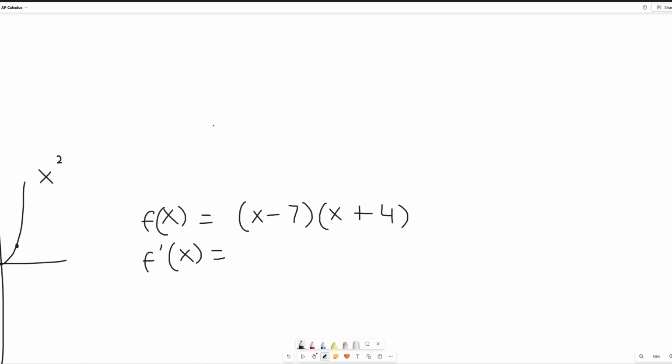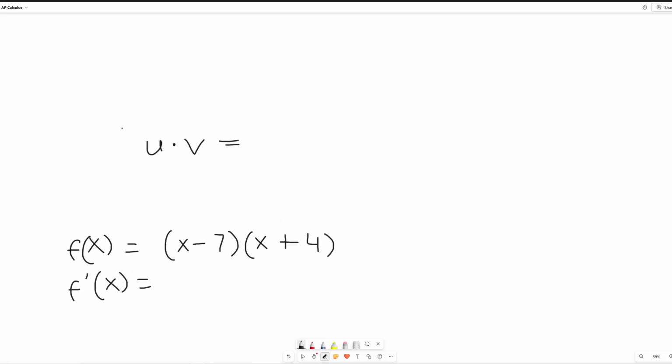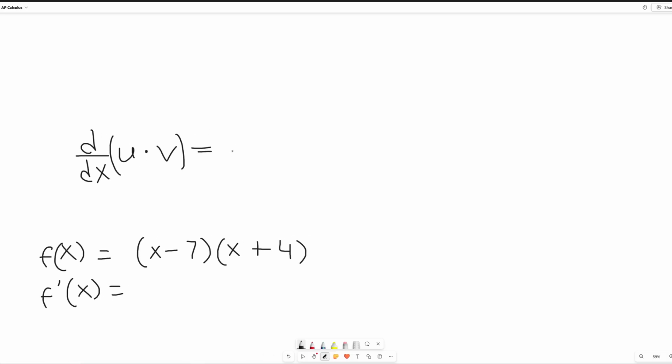Let's say you have any function u times v, right? These will just represent functions. If you want the derivative of it, we'll denote d over dx. Then you have the derivative of u, which we'll put u prime, times v, plus u times the derivative of v.